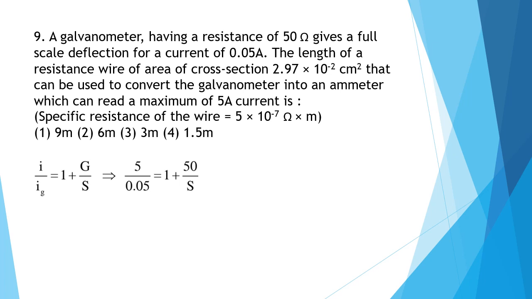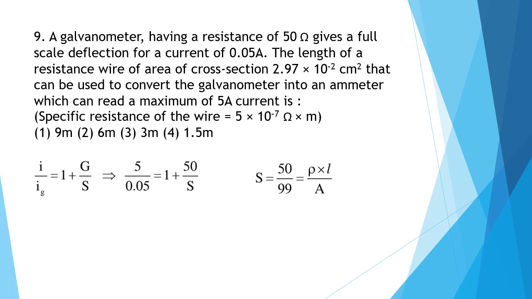So I is the maximum current, that is 5 ampere, and Ig is the current through the galvanometer for full scale deflection, that is 0.05 ampere. So 5 by 0.05 is equal to 1 plus resistance of galvanometer, that is 50, divided by the resistance of the wire needed. So when you solve this, you get that S is equal to 50 by 99, and S is the resistance of the wire.